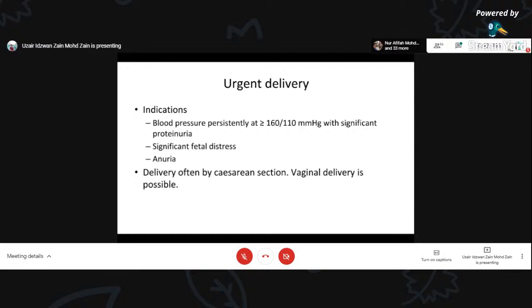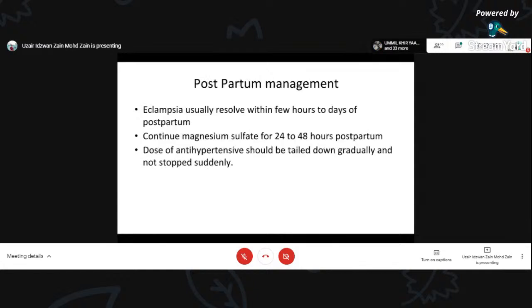Okay, delivery is often by cesarean section, but vaginal delivery is possible. Like I said earlier, there's no general rule of thumb whether you decide on cesarean section or vaginal delivery. But like I said earlier, in cesarean section where the patient is intubated or under anesthetic, it's easier for us to control the blood pressure. If the blood pressure is high, we just top up the medication, or if it's low, we top up some medication to control the blood pressure.